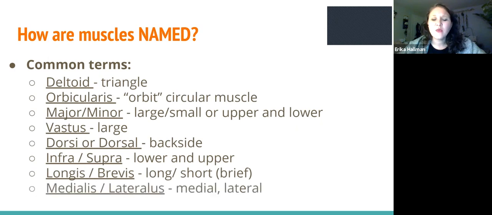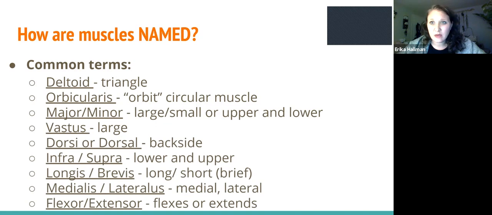They can also be described where they fall or how long they are. So when you see these common terms, it gives you a clue on where those muscles are found. Lastly, it can also be named after what that muscle is going to do for locomotion. Is it going to be an extensor or a flexor?